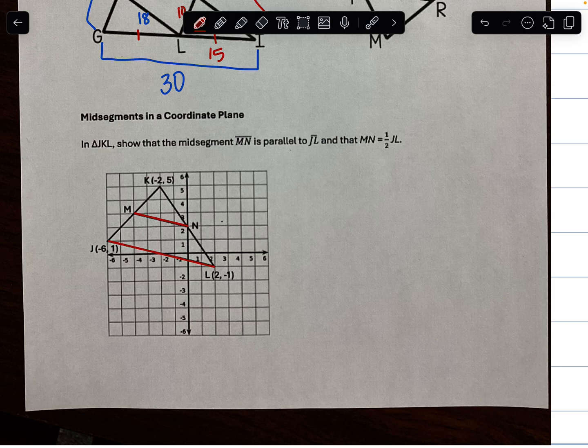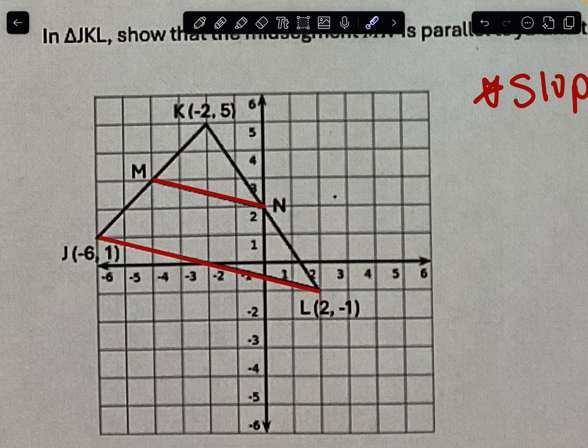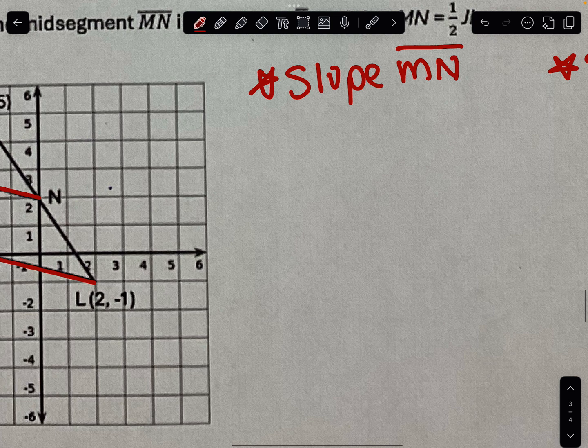Okay, so first, I want to find the slope of MN, and then I want to find the slope of JL. Now, I can do this really easily. How can I find the slope of MN? Up 1 over 4. I mean, I would really go down 1. We should always start at the left. So down 1 over 4, what slope is that? Negative 1/4. So slope of MN is negative 1/4.